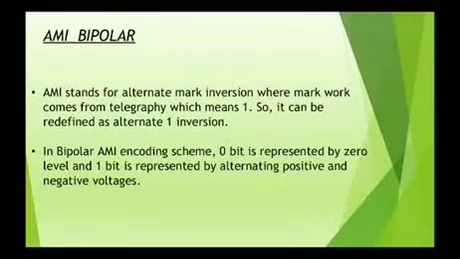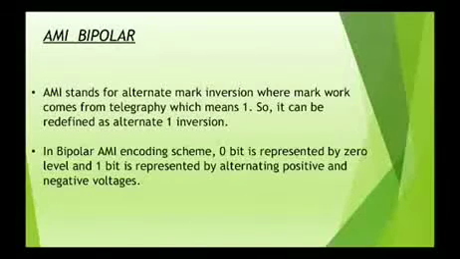AMI bipolar. AMI stands for alternate mark inversion, where the word mark comes from telegraphy, which means 1. So it can be redefined as alternate 1 inversion. In the bipolar AMI encoding scheme, a 0 bit is represented by 0 level and a 1 bit is represented by alternating positive and negative voltages. As it's bipolar, it is always represented by alternating positive and negative 1 bits.